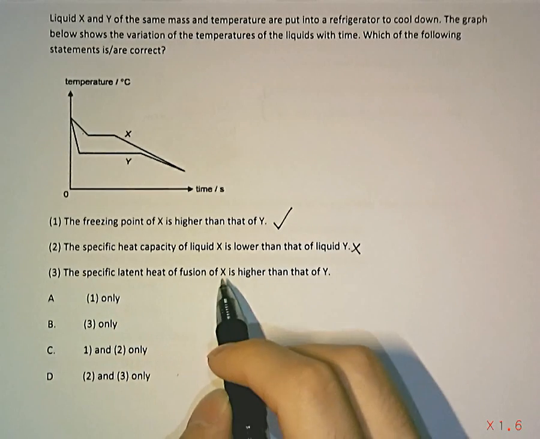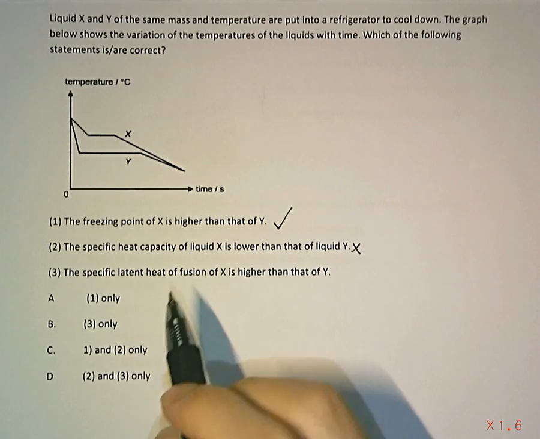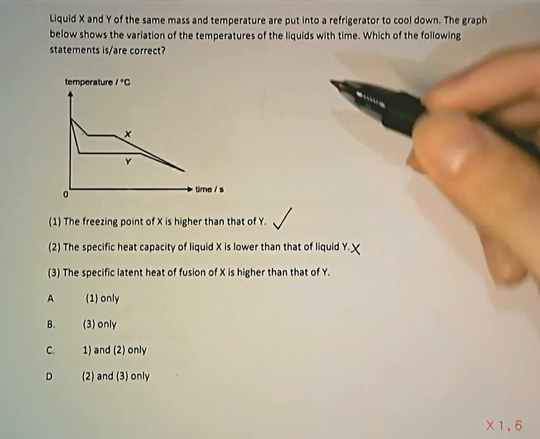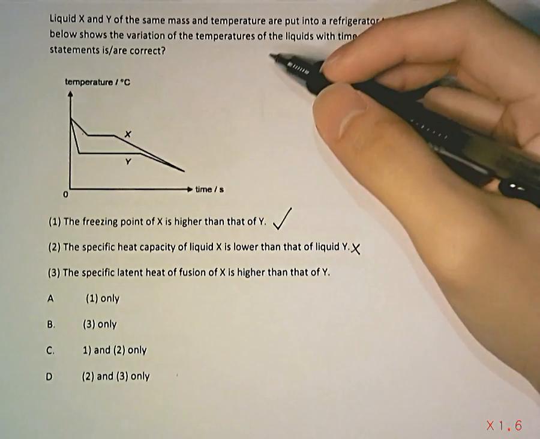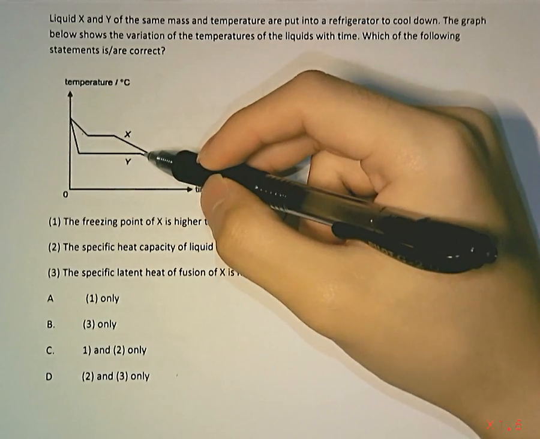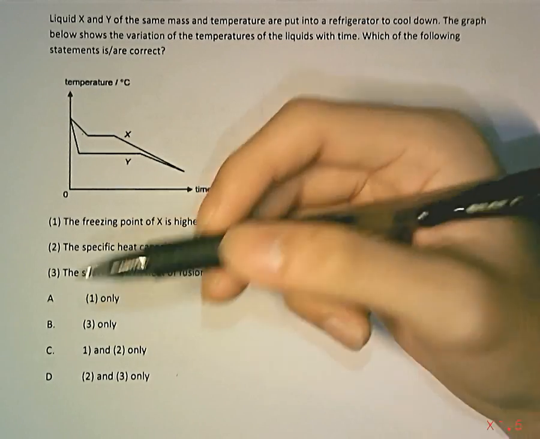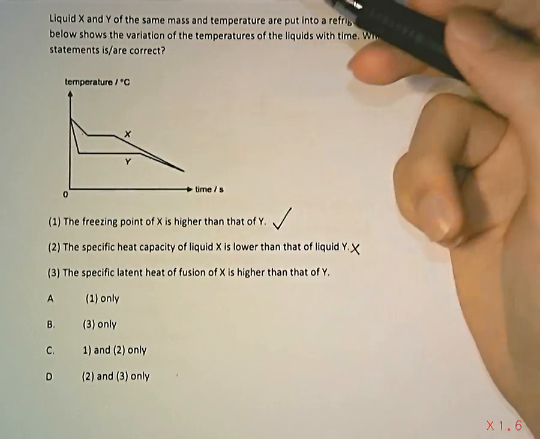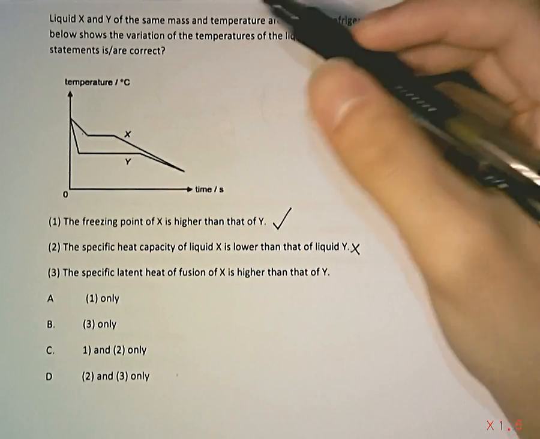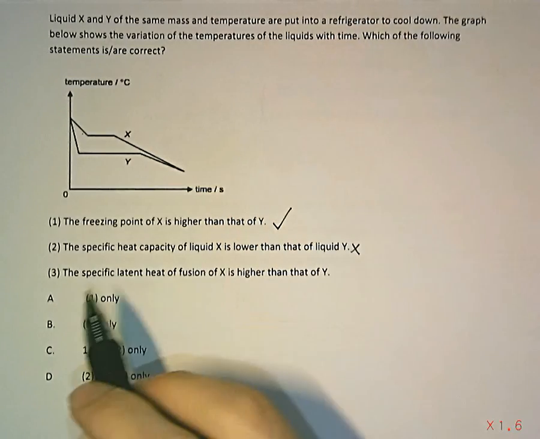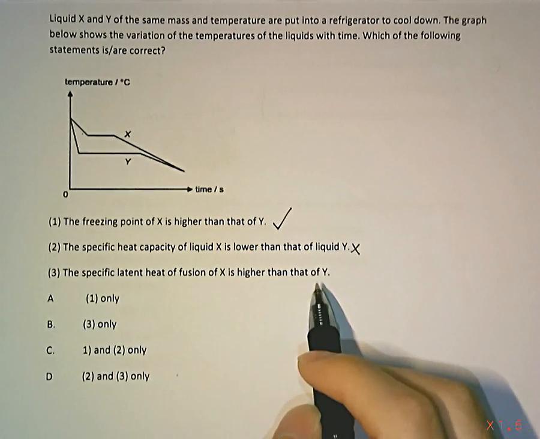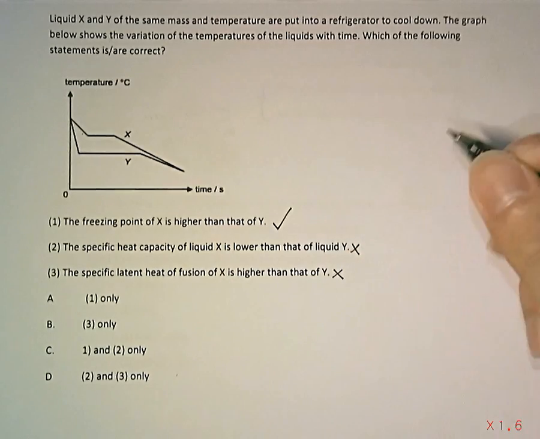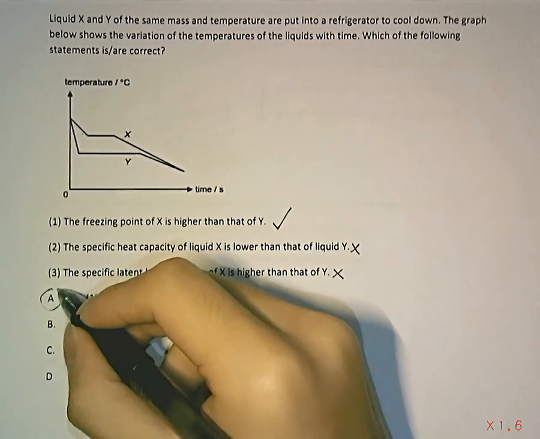So again, amount of energy required to completely freeze X or Y, depending on which one you're comparing. So if Y takes a longer time to freeze, that means we are removing more energy from it. Remember, they're both being put in the same refrigerator, so the longer it is in there, the more energy we remove from it. So basically, specific latent heat of fusion for Y is going to be higher, not the other way around. This is also going to be wrong, so answer is A.